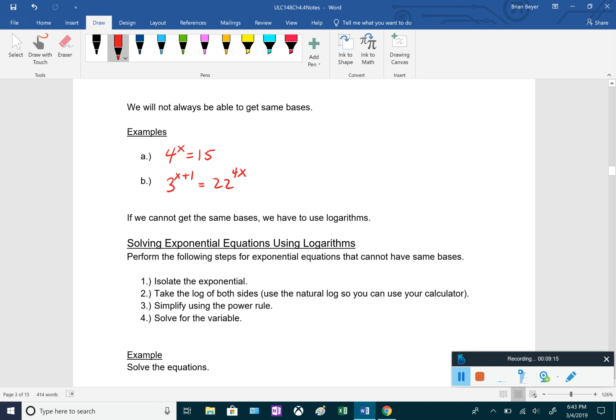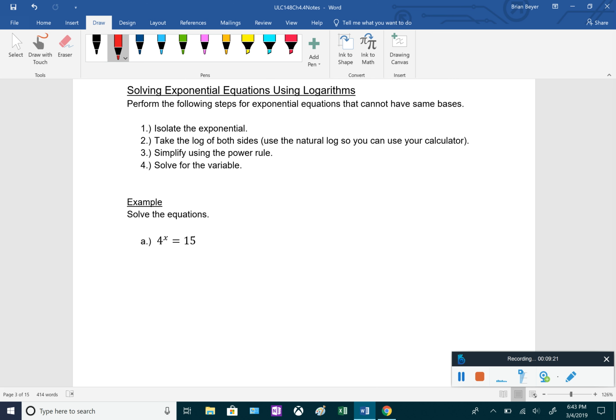So if we cannot get common bases, what we have to do is actually use logarithms. For this method, we're going to isolate the exponential first. We'll have some sort of exponential, and we're going to isolate it. We're going to take the log of both sides. I'm always going to use the natural log for all these examples. So I'm going to take the ln of both sides, simplify it using the power rule, so hopefully you remember that, and then solve for the variable.